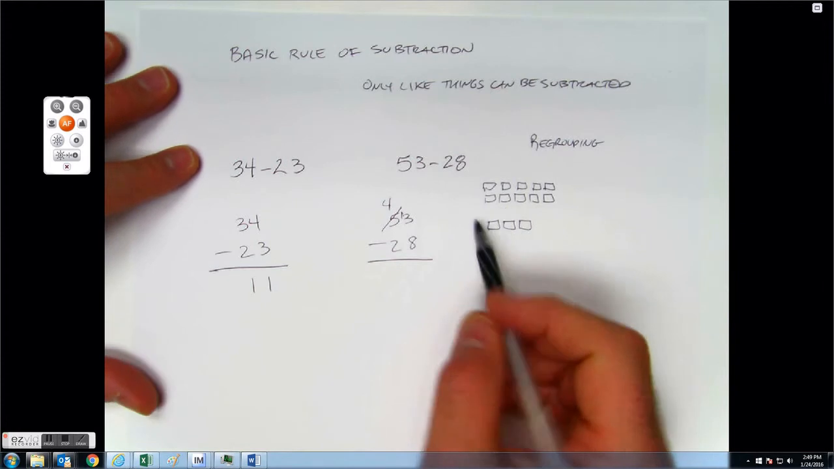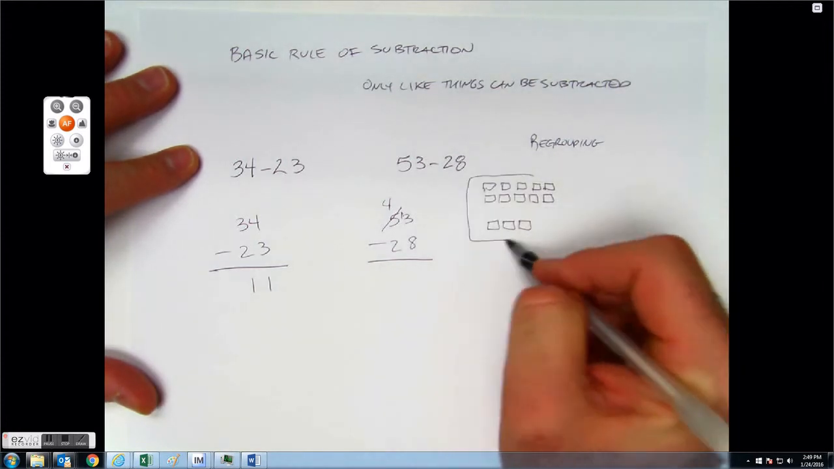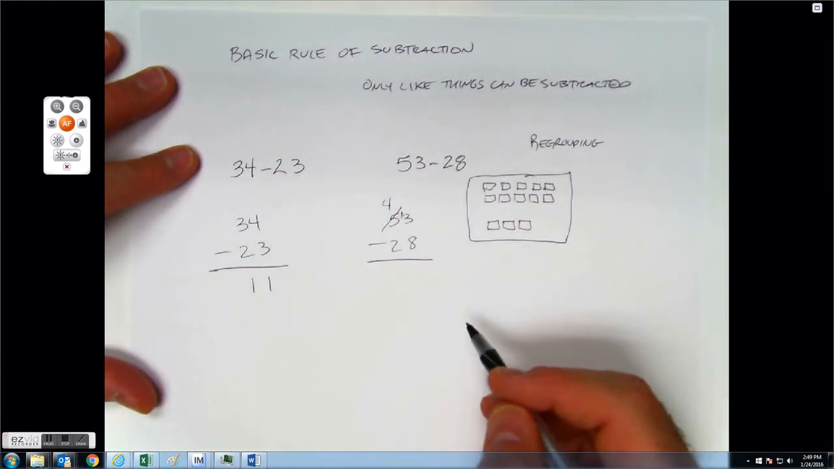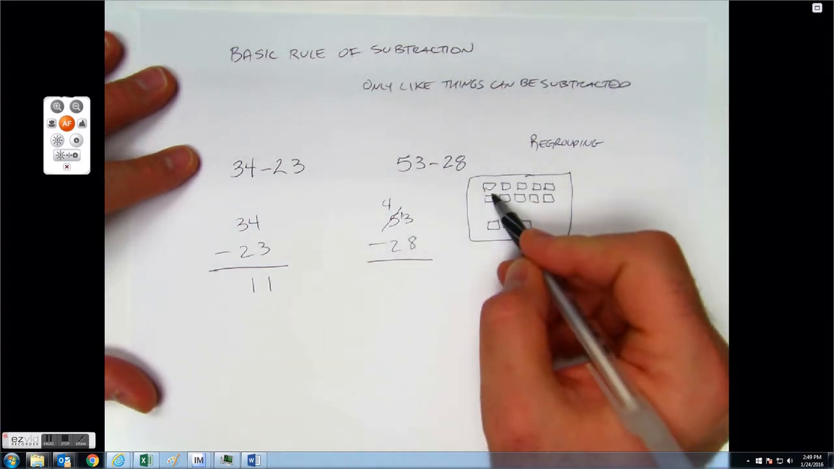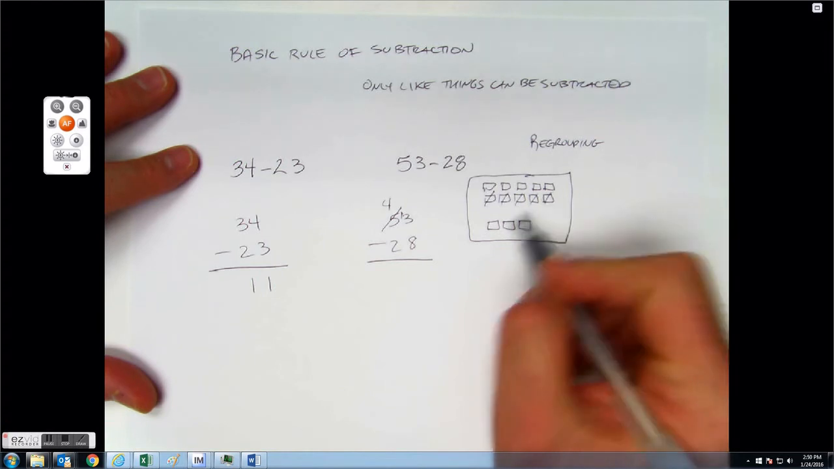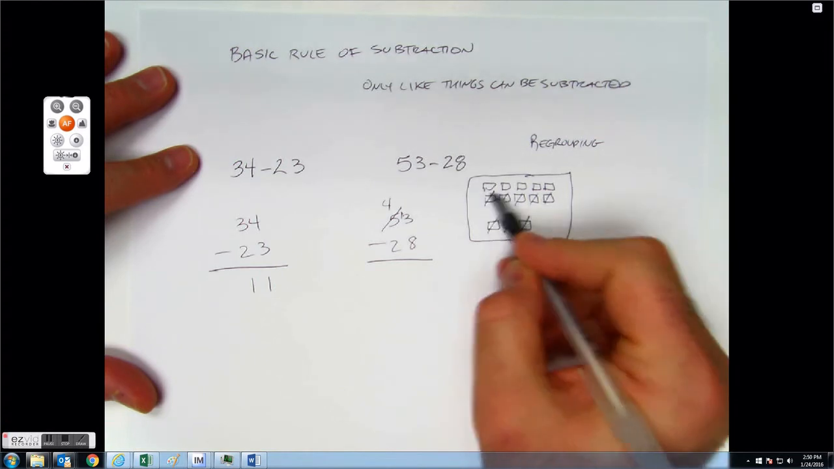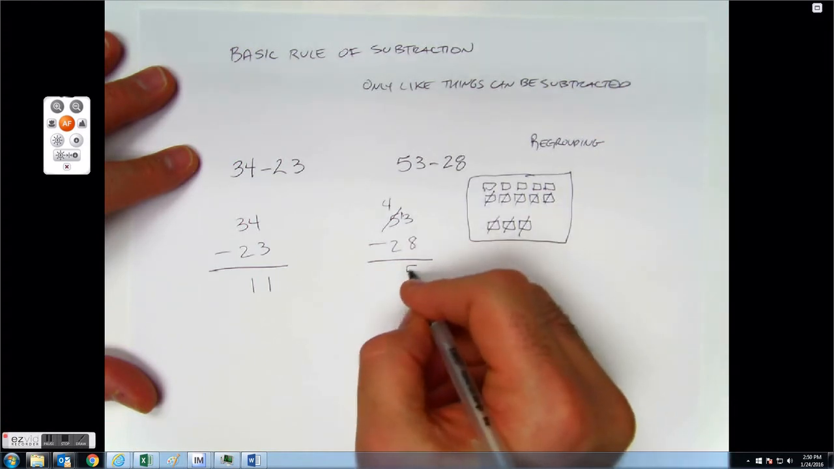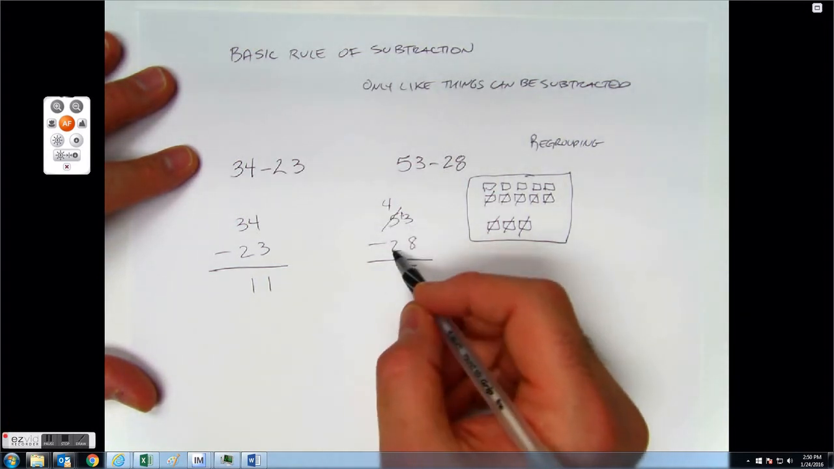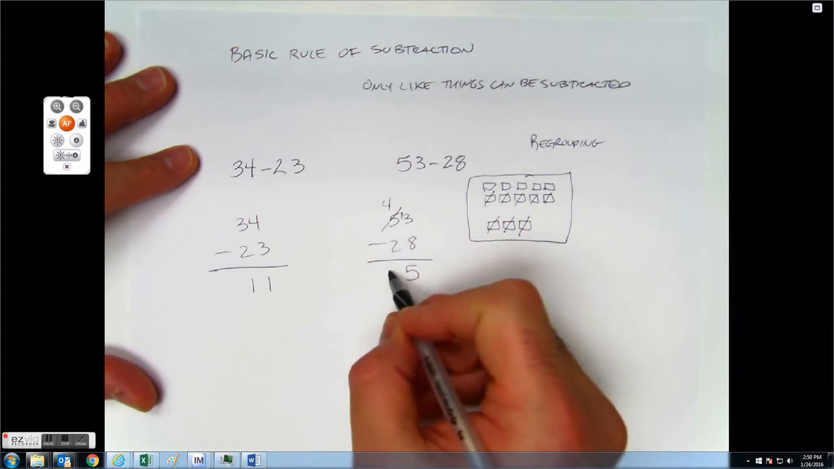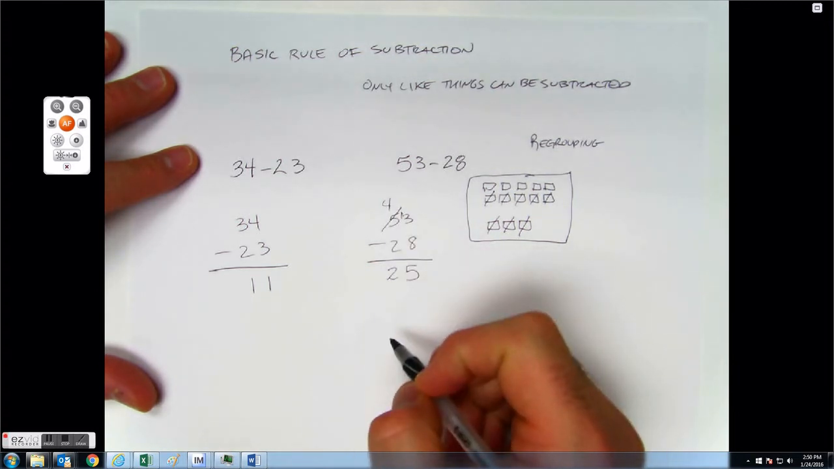So now when you take those 10 ones and you put them with the 3 that you already had, now you have 13 ones. That's where we get here. And now look, I can take 8 from here. I can take 1, 2, 3, 4, 5, 6, 7, 8. And I'm left with 5. So that's how our 13 minus 8 gives us the 5. And then for the 10s, we just take 2 10s from 4 10s. And that leaves us with 2 10s. And that's how we get our 25.